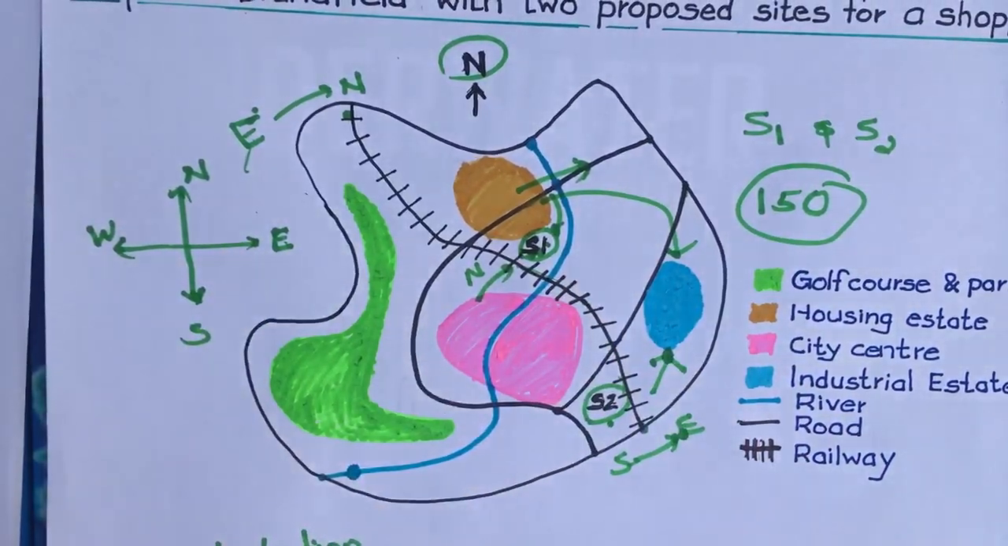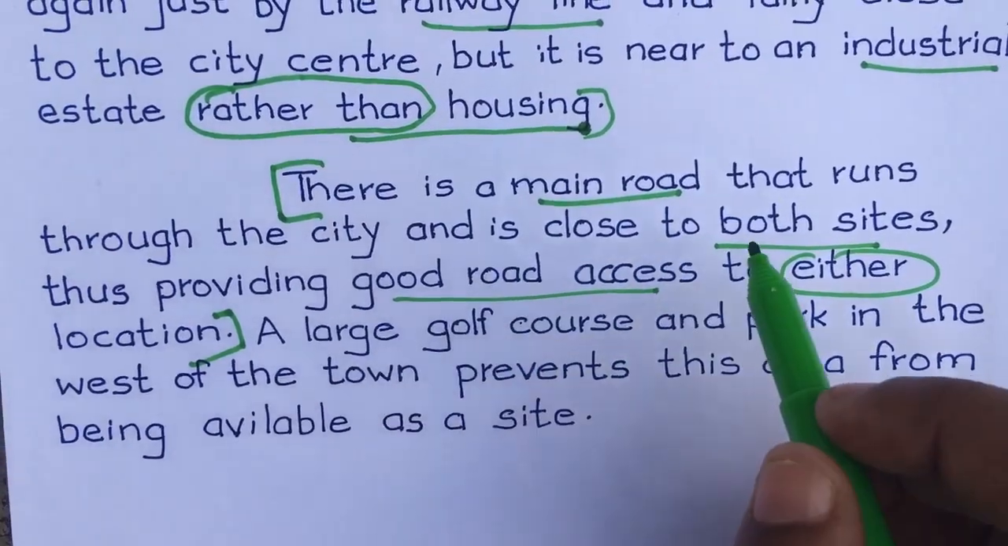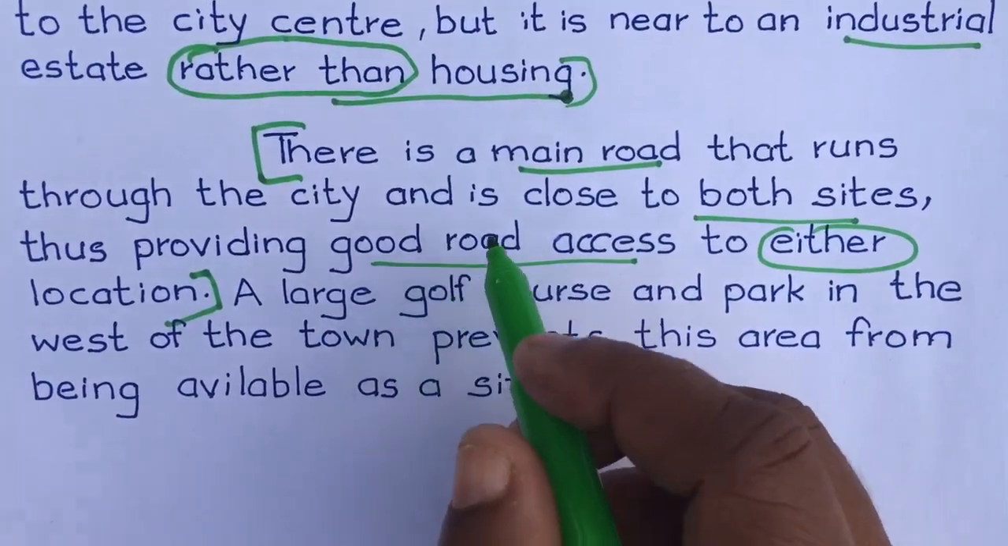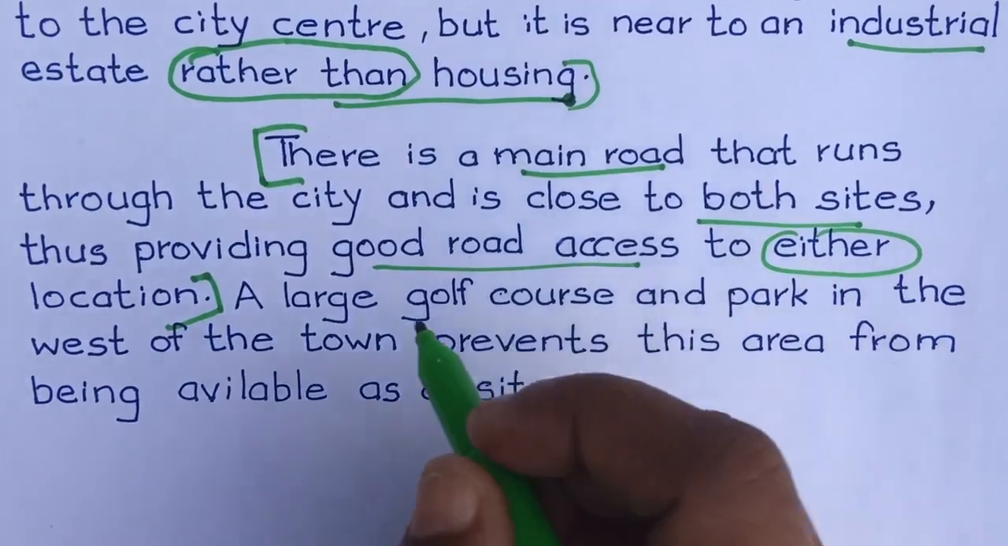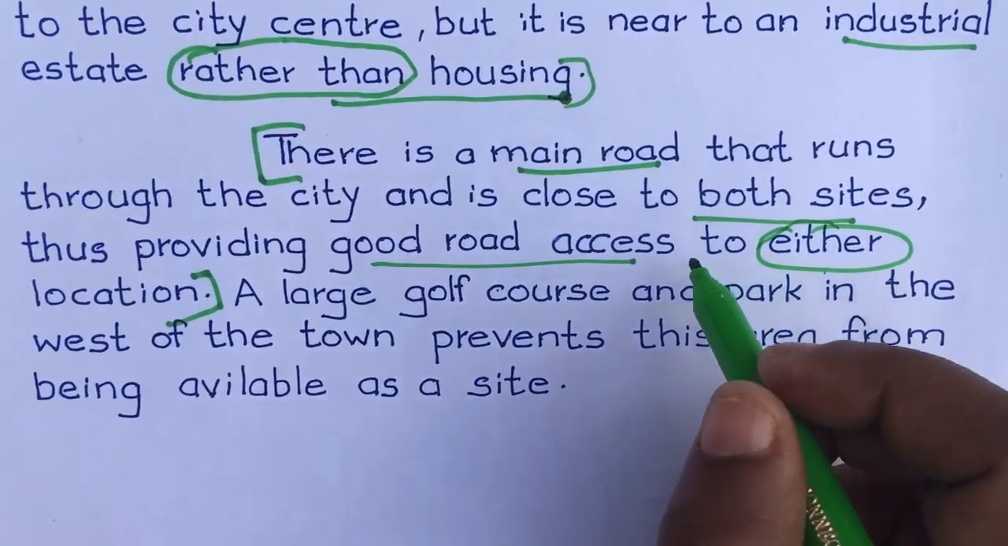So I'm going to say the same thing. There is a main road that runs through the city and is close to both sides, thus providing good road access to either location. So again I am saying comparison: on both locations there is good road access.